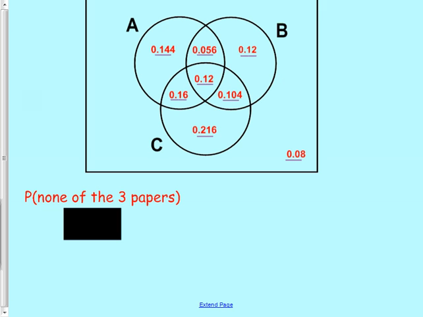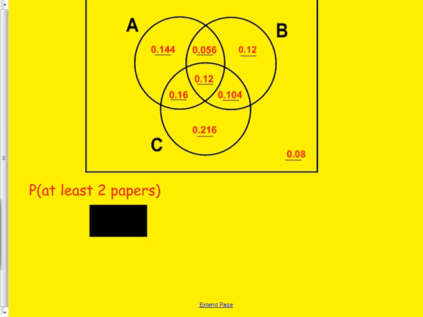All right, on to this one. Probability of none. I already know it. Do you? What is it? 0.08. Good. It's that one on the lower right. Okay. Probability of at least 2. Ooh, that twists it a little bit because we don't know necessarily if it's A or B or A or C or B or C or all three. What's the probability that you pick a person who reads at least 2 papers?